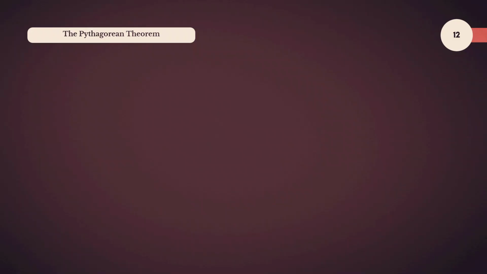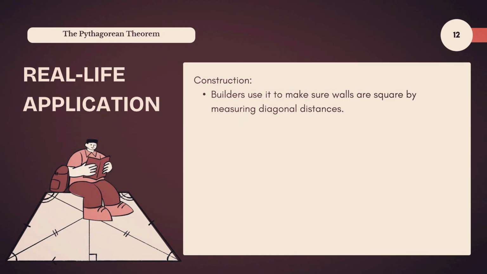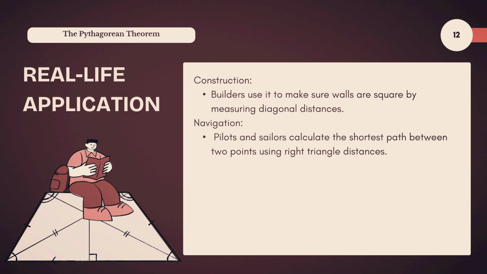The Pythagorean theorem isn't just a concept in textbooks, it's used in everyday life. We can use it in construction. Builders use it to make sure walls are square by measuring diagonal distances. Also, navigation. Pilots and sailors calculate the shortest path between 2 points using right triangle distances.